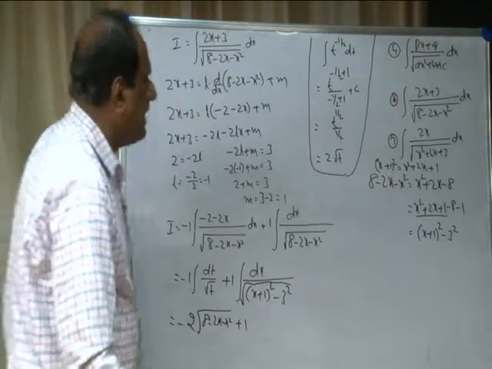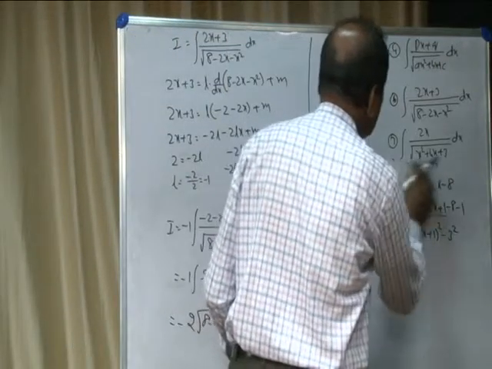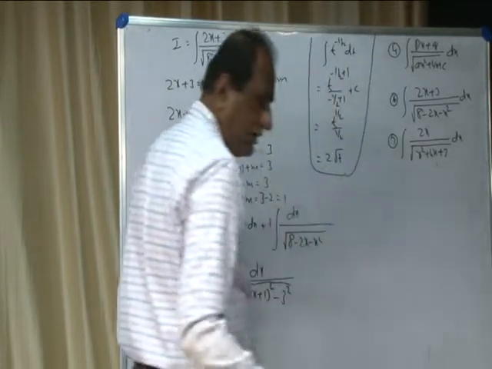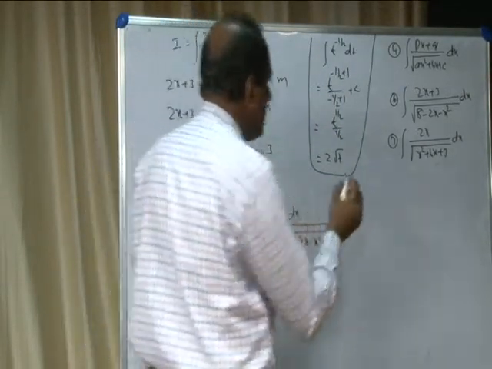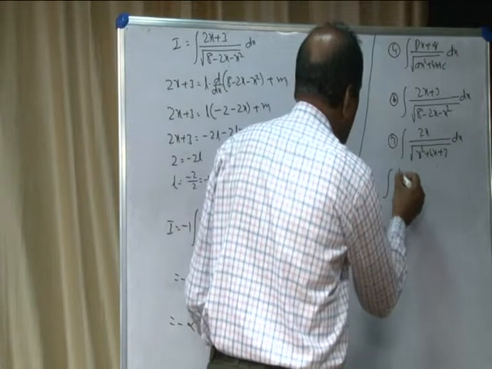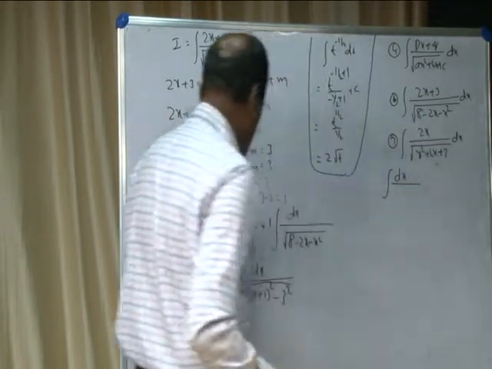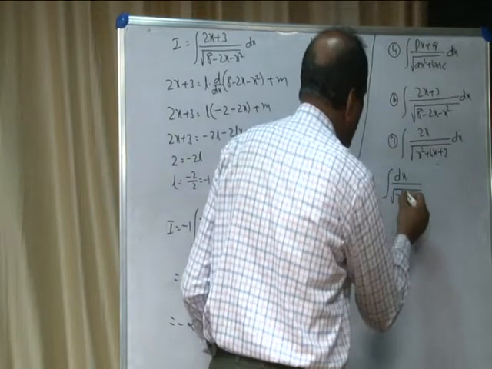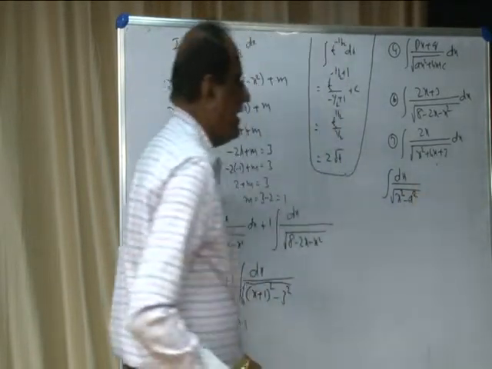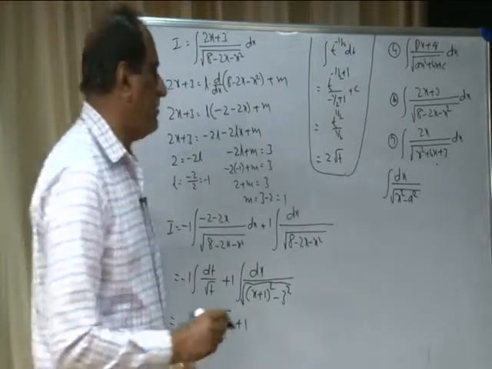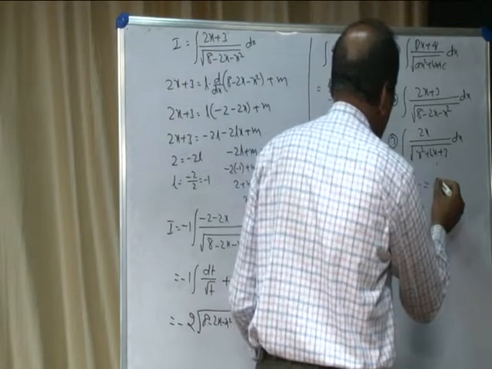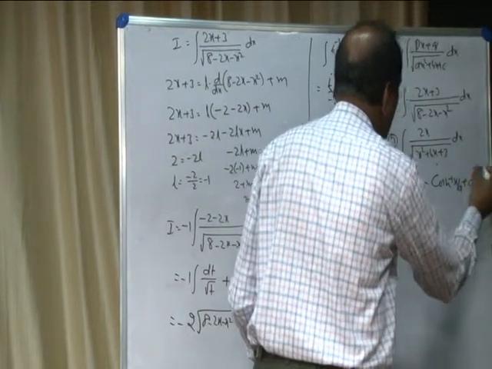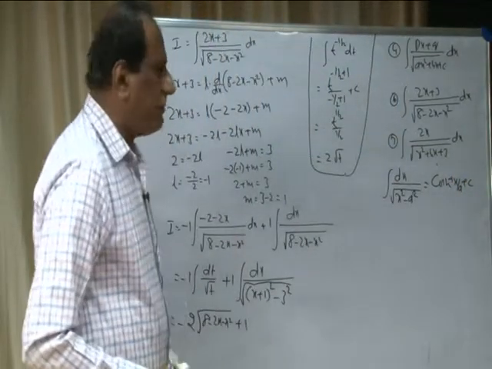So there is one standard result. I explained 7 forms in the previous classes. Out of 7 forms, we required one such form, that is dx divided by root of x square minus a square. So the formula is cos h inverse x by a plus c.